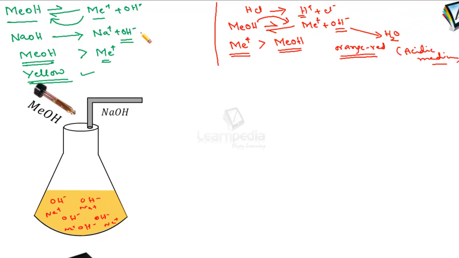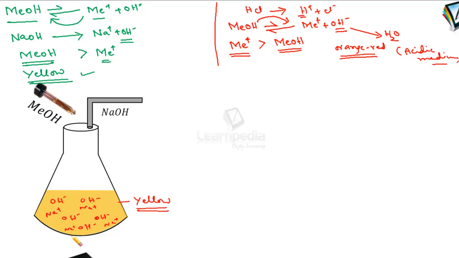The solution thus turned completely yellow. What is the reason for it? Here, because of the common ion effect, OH minus, the equilibrium shifted totally onto the left. The solution contains a large excess of the molecular form of the indicator, and therefore the solution is exhibiting the molecular form of the indicator, that is yellow.